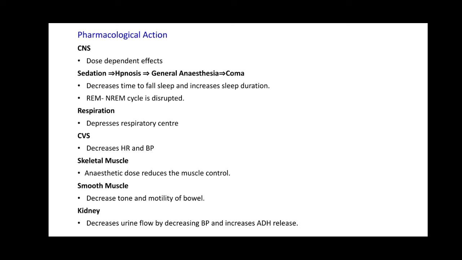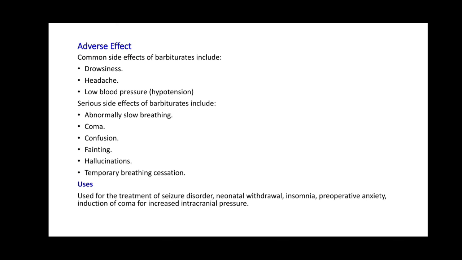Decreases time to fall asleep and increases sleep duration. REM and NREM cycle is disrupted. Respiration: depresses respiratory center. CVS: decreases HR and BP. Skeletal muscle: anesthetic dose reduces the muscle control. Smooth muscle: decreases tone and motility of bowel. Kidney: decreases urine flow by decreasing BP and increases ADH release.